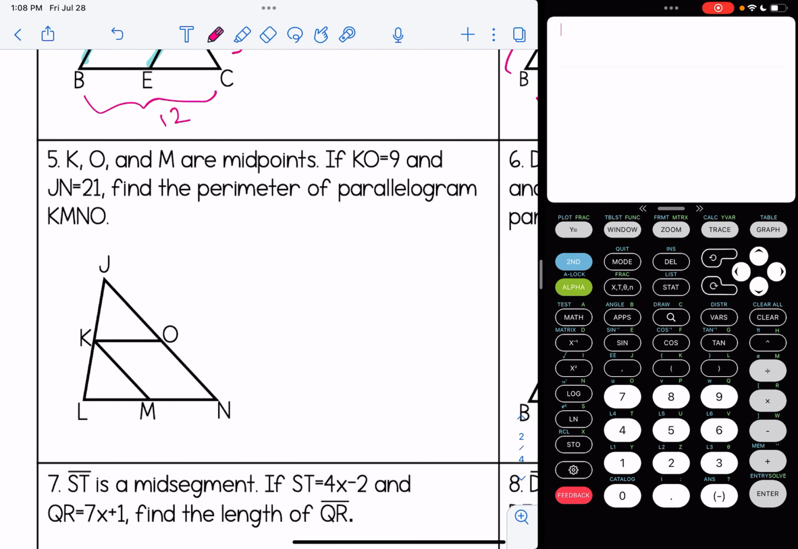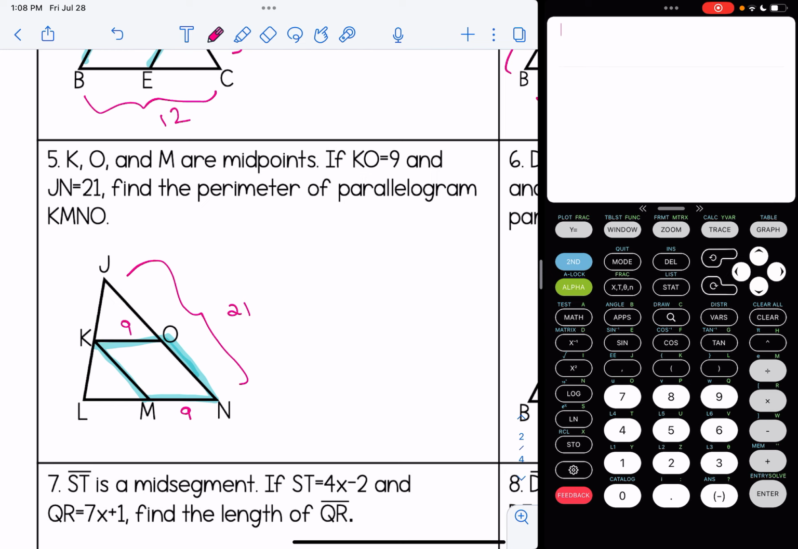Number 5, K, O, and M are midpoints. If KO is 9, JN is 21. Find the perimeter of parallelogram KMNO. All right, one key fact here, not that we have to use this, but it's helpful, is that in a parallelogram, opposite sides are congruent. So if KO is 9, I know MN is 9 also.